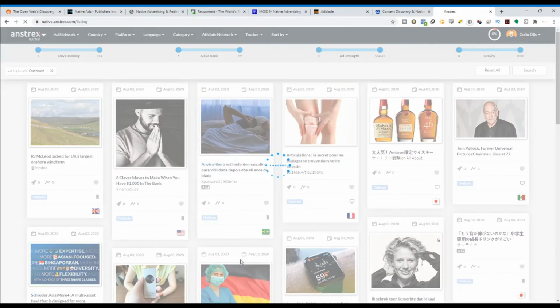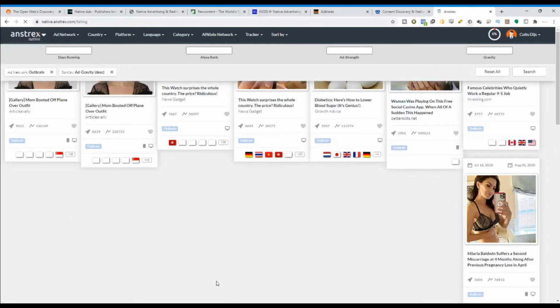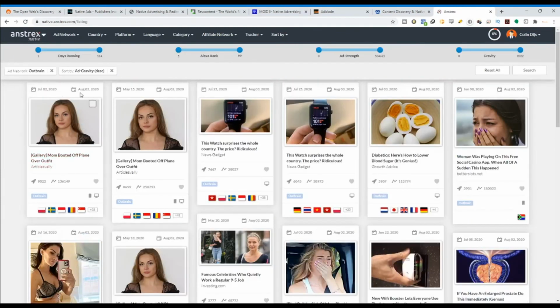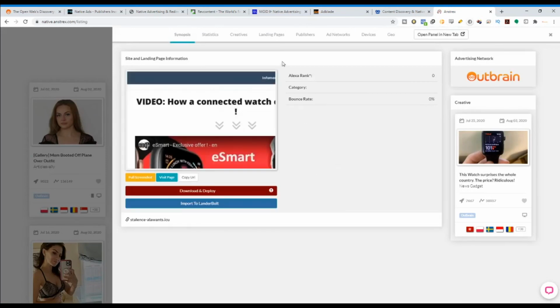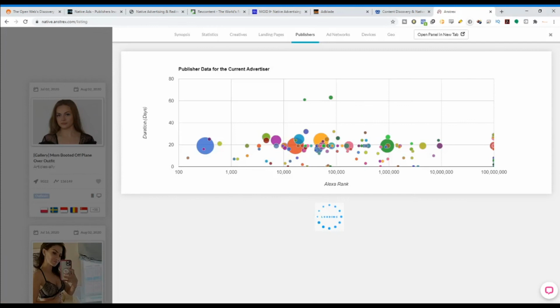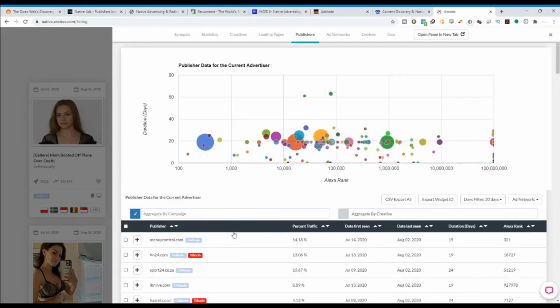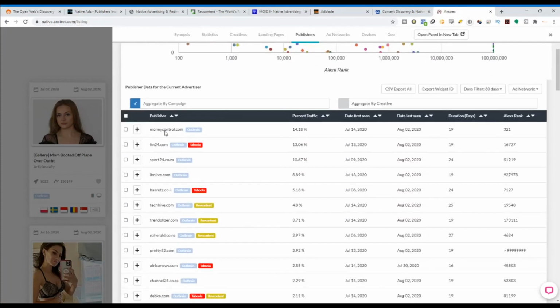So you want to sort it by ad gravity descending. So we want to see which one is working, right? For example, this one is working really well, this watch advertisement. So you can actually click on this watch, right, and you can actually go to a section called publishers. So if you go to the publishers section, you can actually see these are the publishers which are running really well.